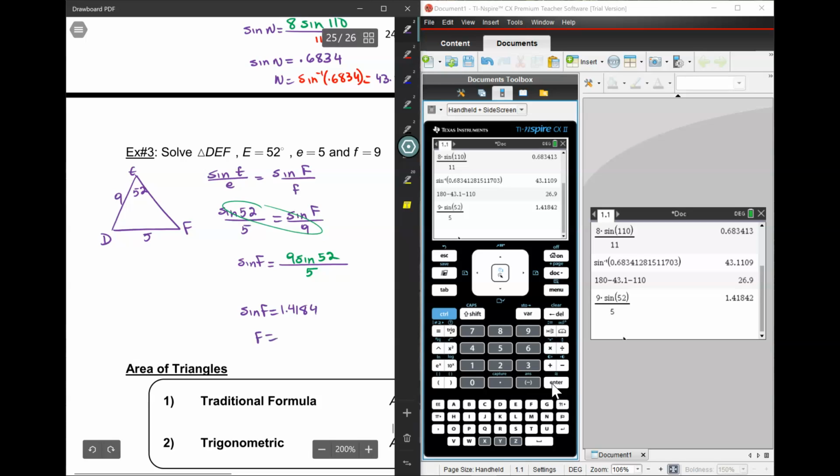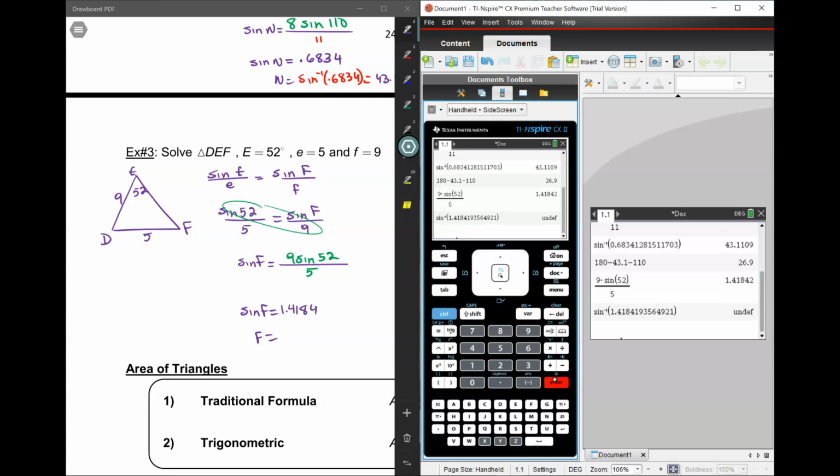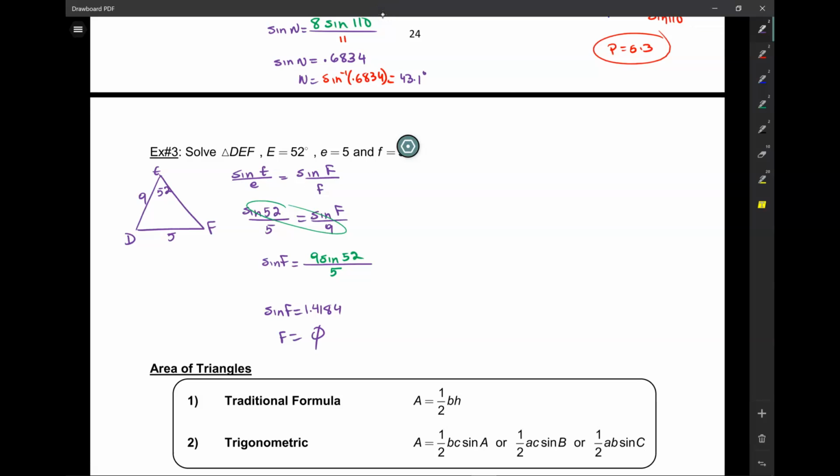So if now I want to go and find the angle, and if I do inverse sine of that, look at what happens. It's undefined. It's no solution. It's not possible, right? We got that because this combination gave us a sine value greater than 1. So what does that mean? That means you basically say no triangle. It is not possible to draw a triangle with these given parts, right?